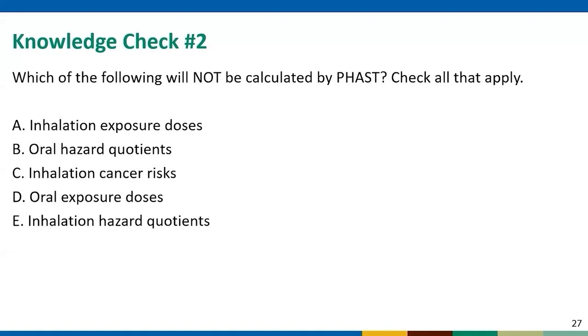Okay, well, how did you do? The correct answer is A, inhalation exposure doses. As we discussed earlier, FAST does not calculate doses for inhalation exposure.